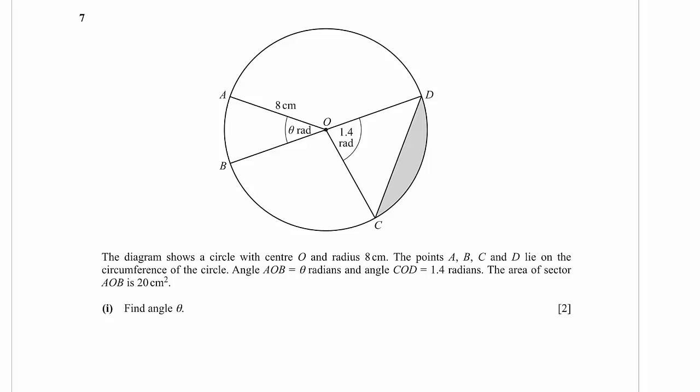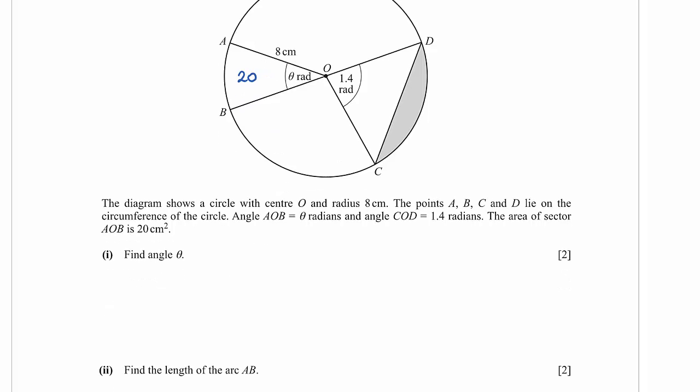The diagram shows a circle with centre O and radius 8 centimetres. The points A, B, C and D lie on the circumference of the circle. Angle AOB is equal to theta radians and angle COD is 1.5 radians. The area of the sector AOB is 20 centimetres squared. So we want to find the angle theta.